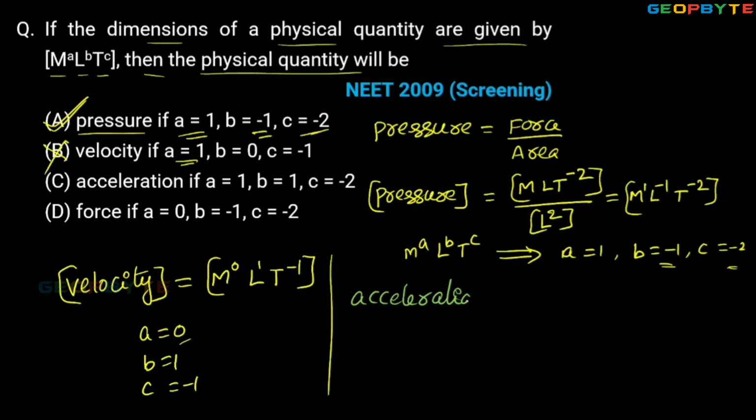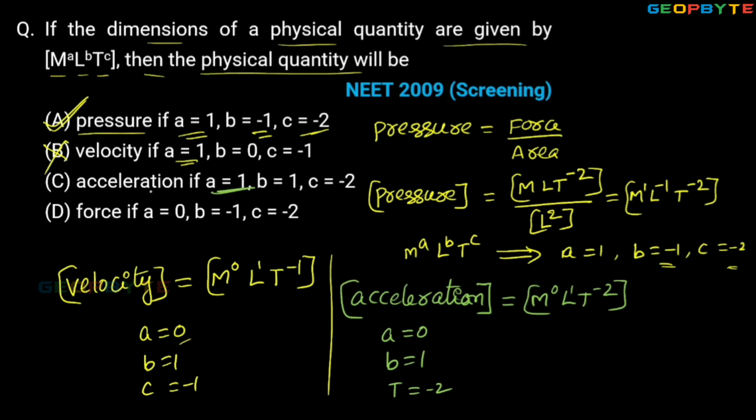Acceleration dimensional formula is M power 0, L power 1, T power minus 2. From this I can say that A equal to 0, B equal to 1, C equal to minus 2. A equal to 0, not 1. C also not correct. Now look at the force.